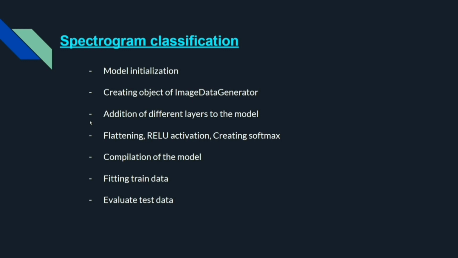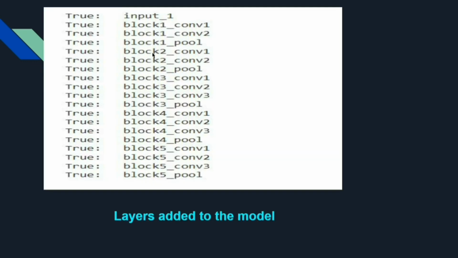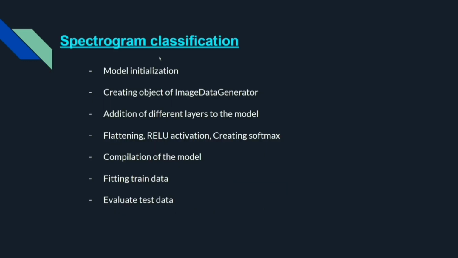Then we added different layers to the model such as conv1, conv2, maxpool, etc. Here is the pictorial representation of different layers that we fitted to our model. Then we flattened the layers of our output model to pass the data to dense layer using ReLU activation and softmax activation. After the creation of softmax layer, the model is finally prepared. Then we compiled the model.